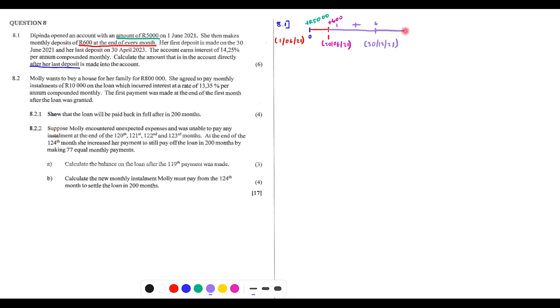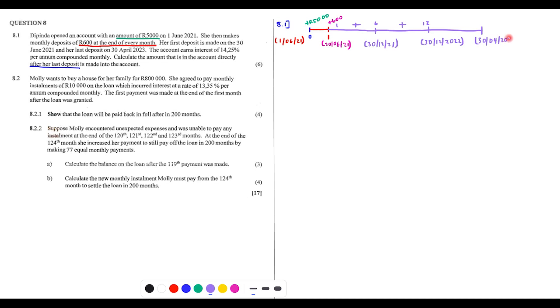And then from there we push this from 30th of January 2022 to 30th of December 2022. So there you've made how many other 600s? You've made another 12 600s, right? And then after that, in the year 2023, you pushed this up until the 30th of April. Now watch what happens here.